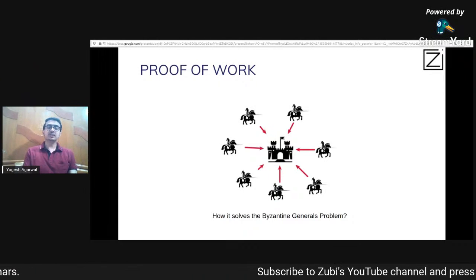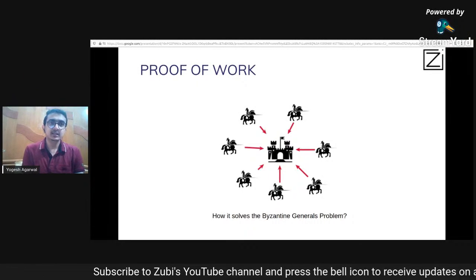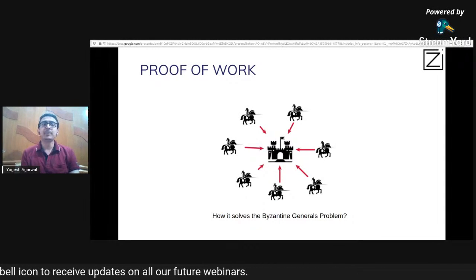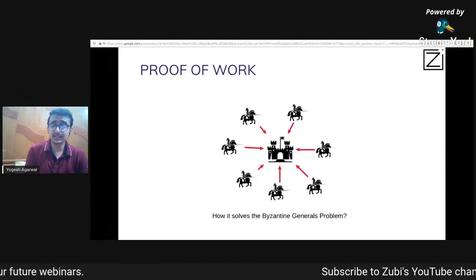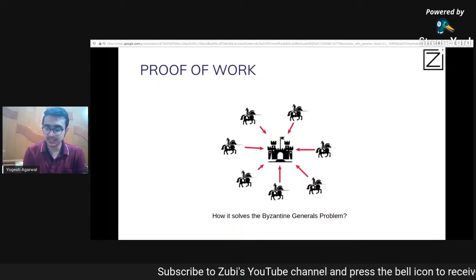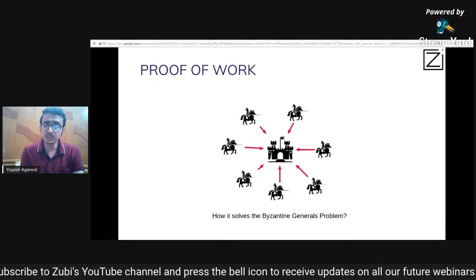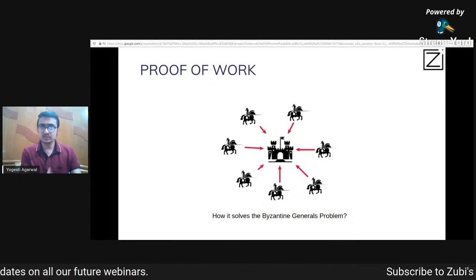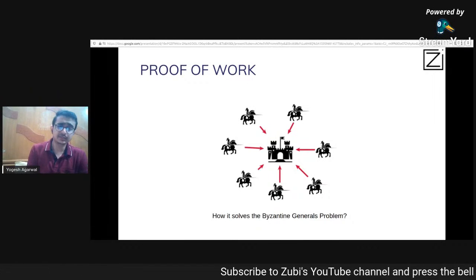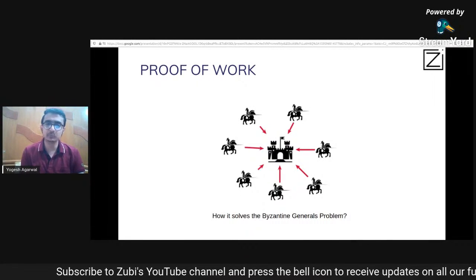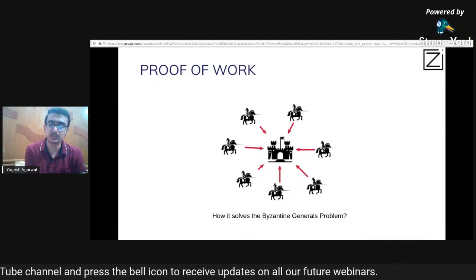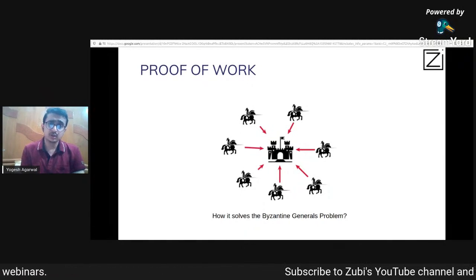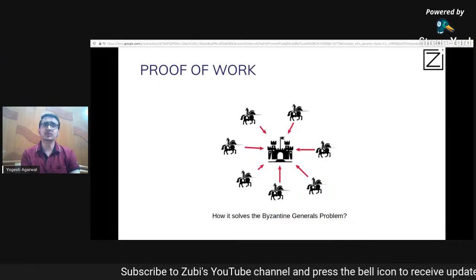So what can these generals do to prevent the messengers from getting killed or the message from being tampered with? First they get the original message. Let's say that message is attack Friday. Then to attack Friday, they append a nonce. What is a nonce? A nonce can be any random value. They can use a random number generator, or they can just think of any random number, and append it to that particular message. Then they do a hash of that appended message.